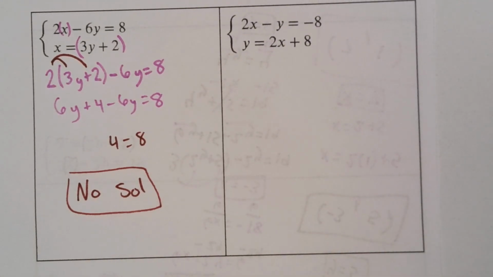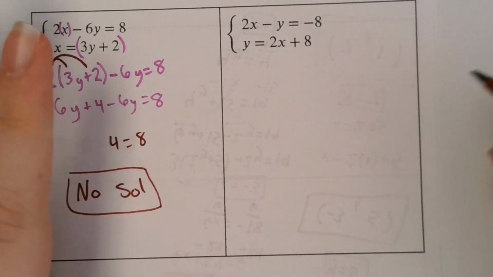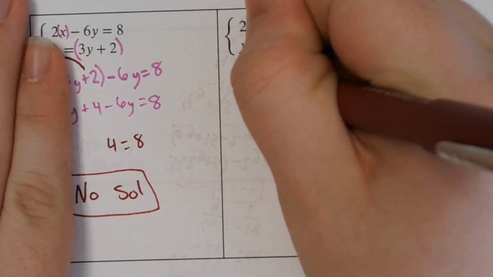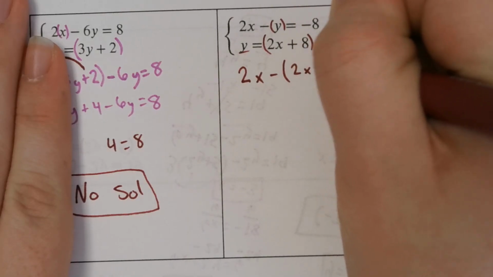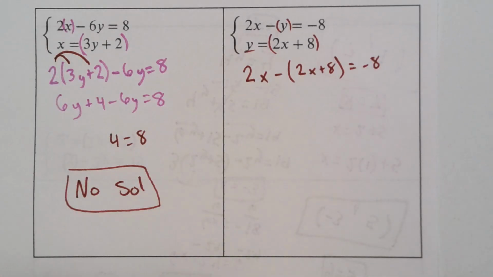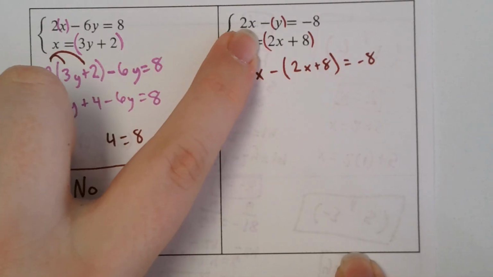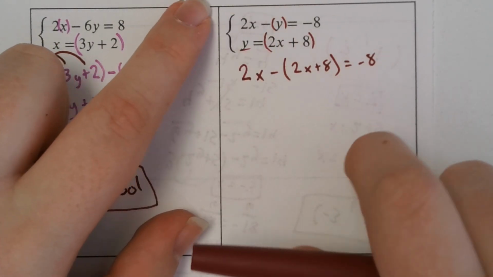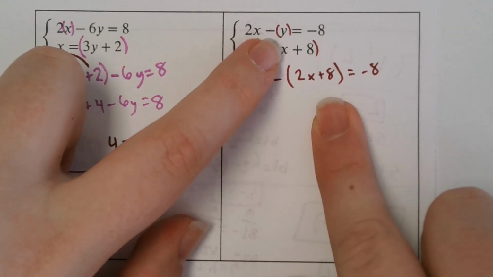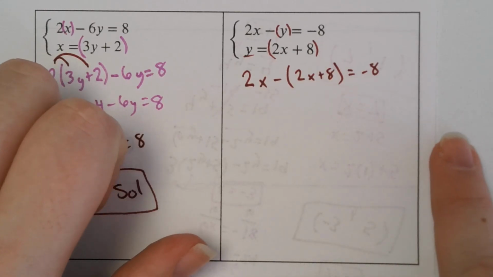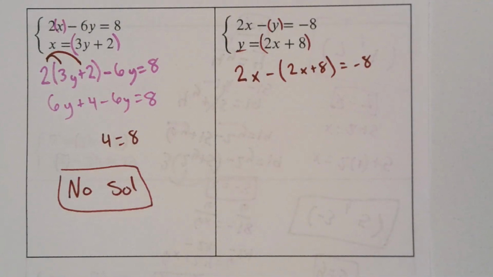Okay. Next one. We take this 2x plus 8 and we plug it in for y. So we have 2x minus 2x plus 8 equals negative 8. The 2x and minus from up here, because we're taking this part, plugging it into that equation. So we keep the 2x in the minus, change our y, and then keep the equals negative 8. That makes sense? Okay. Good question.